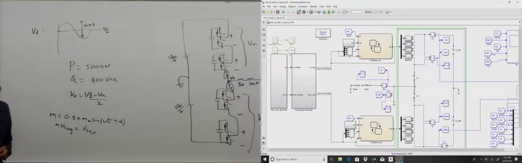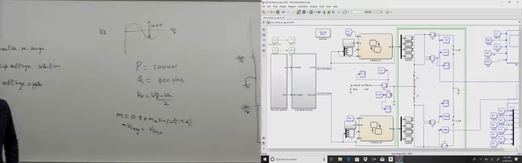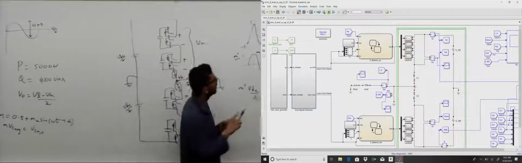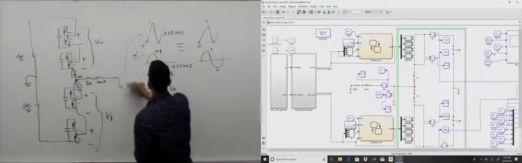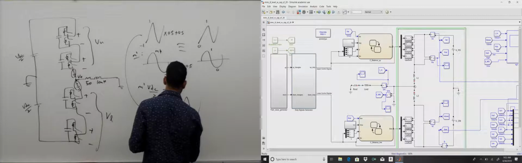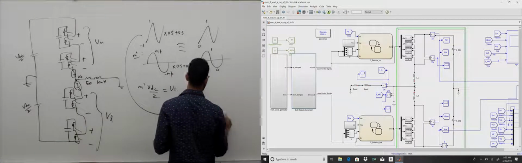I have a question. You say that you draw the waveform called modulating signal and you multiply it by 0.5 and then you add 0.5. So how does that become 1 to 0 on the right? How do you find that? So if you multiply by 0.5, it becomes minus 0.5 to 0.5, and you add 0.5 to this, it becomes 0 to 1.